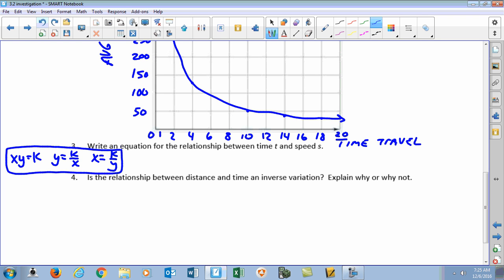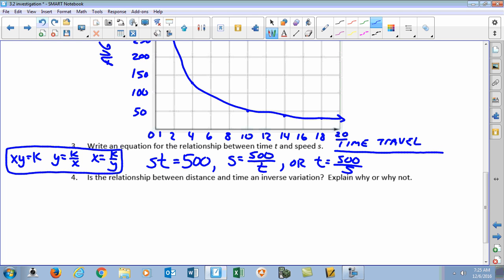So if I'm going to replace x and y with s and t for speed and time, well, I know the first one is speed times the time traveled equals, and what was our distance? 500. That's how many miles we traveled. So that's one possibility. And speed could equal 500 miles over t, and I can simply do that by taking the first equation and dividing both sides by t. That's how it transforms. So all these equations are the same. Or I could have t equals 500 over s. Alright, so those are our 3.